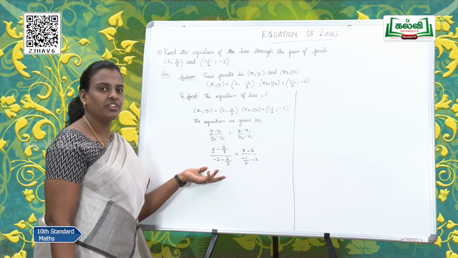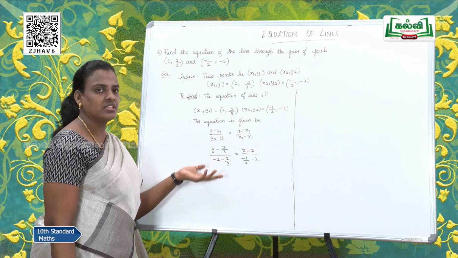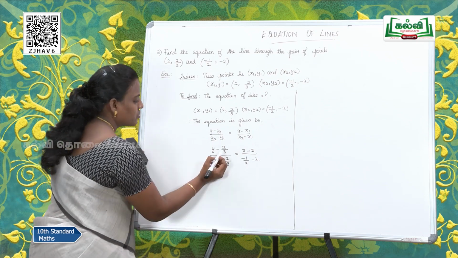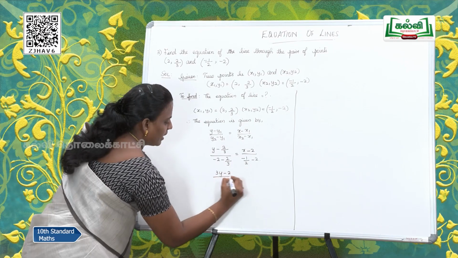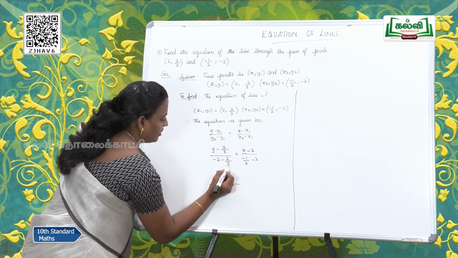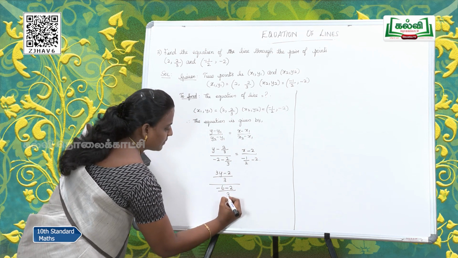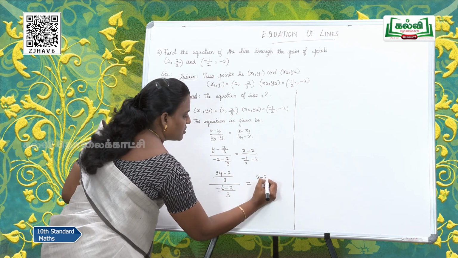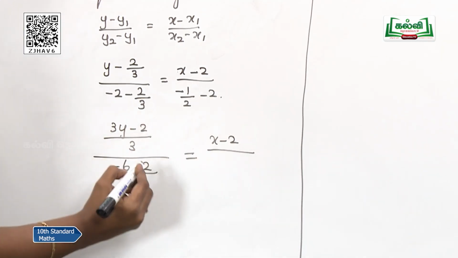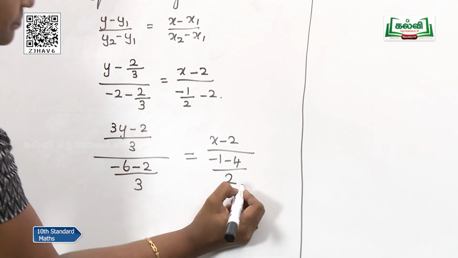So, first you are going to find the LCM and simplify this, and then you are going to cancel and find out the equation. So, when I take the LCM, here I get (3y minus 2) by 3. Here 3 2s are 6, so minus 6 minus 2 by 3. Similarly, when I do it here, what do I get? X minus 2 by, cross multiply, 2 2s are 4. So, minus 1 minus 4 by 2.